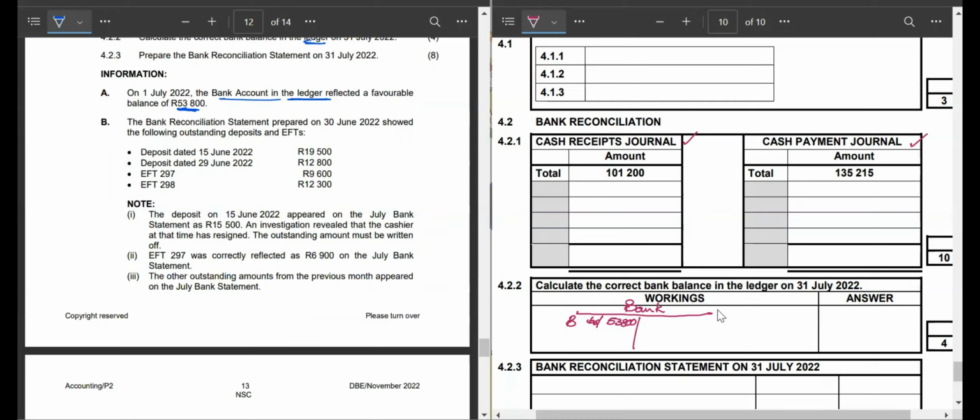Remember, this is the favorable balance. If it is unfavorable, that means it was supposed to be on the credit side. The favorable one was on the debit side. The unfavorable one would be on the credit side.